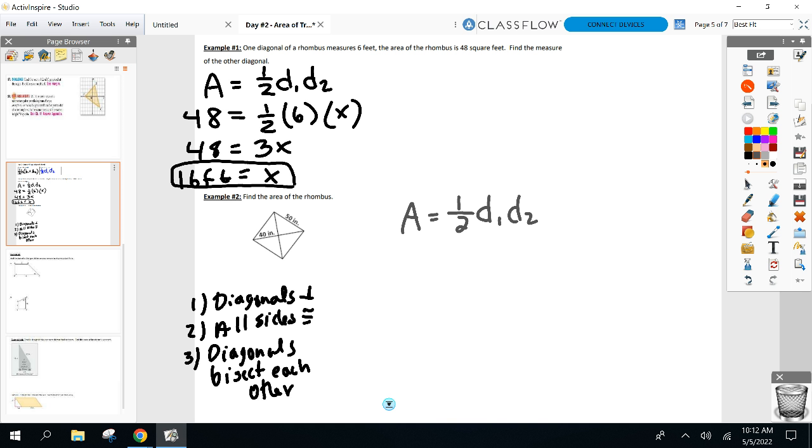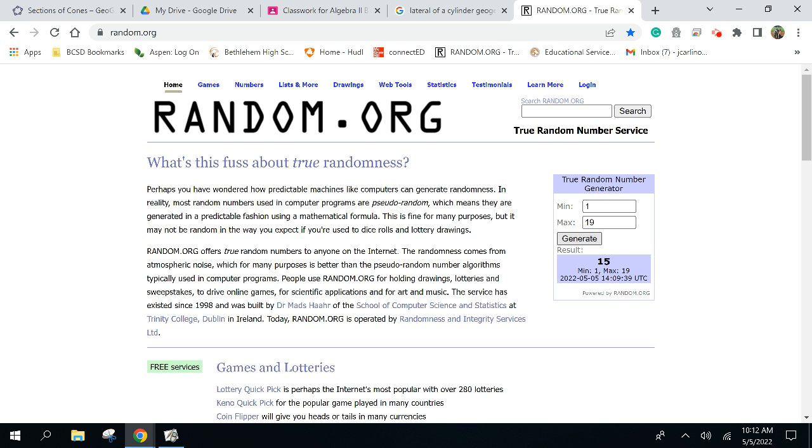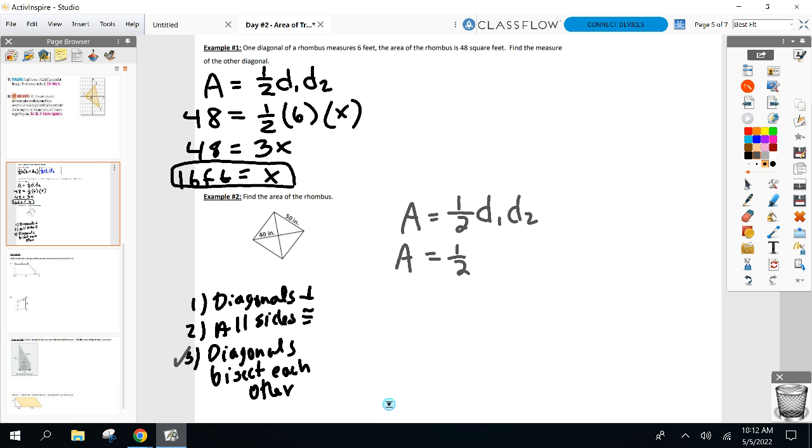Without doing very, very much work at all, what's one diagonal length? They bisect each other. What's one diagonal? We're going to have more work to do for the other one, but what's one diagonal length already? Double 40. You get 80. Good work.